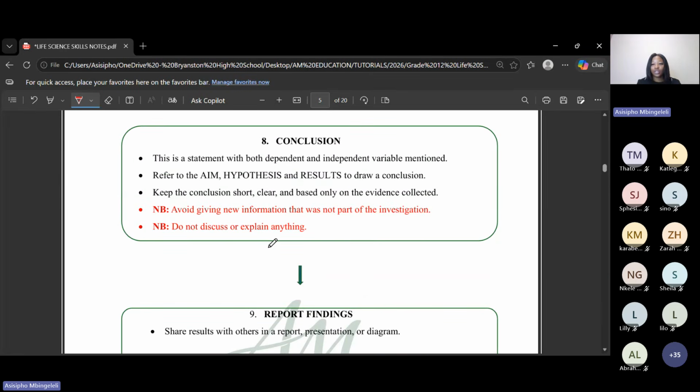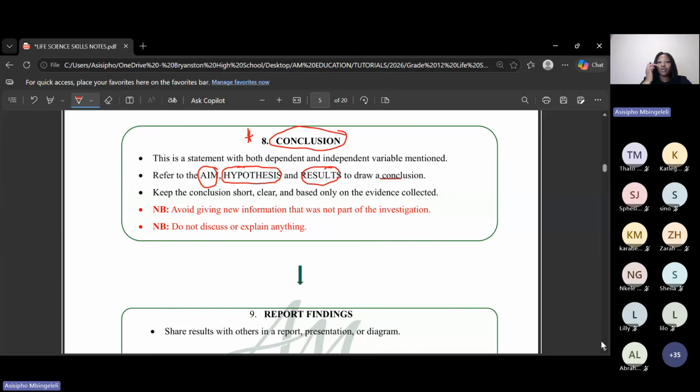Oh my God, conclusion. This is a 2 or 0 kind of a question. When they ask you to state the conclusion, this is the star. So that means it's something you should know. When they ask you to state the conclusion, please do me a favor. Go back to the aim. Go back to the hypothesis. Go back to the results. And then you answer.